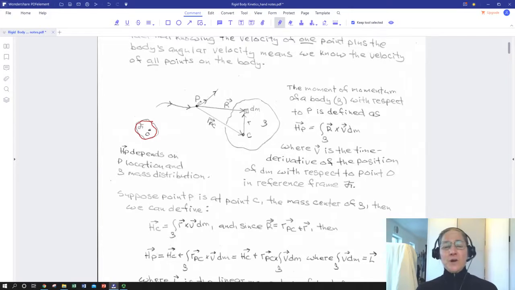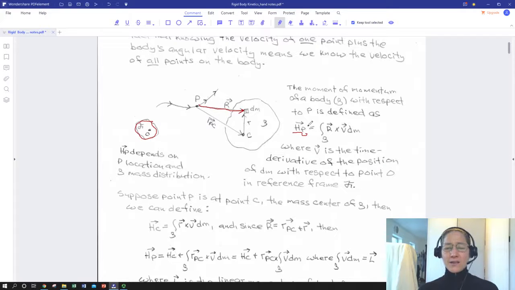So we have point P, and we've got this rigid body, and we want to define the angular momentum of the rigid body with respect to point P. Well, there's a lot of different bits of mass in that rigid body, and they are all at a different radius from the point P.